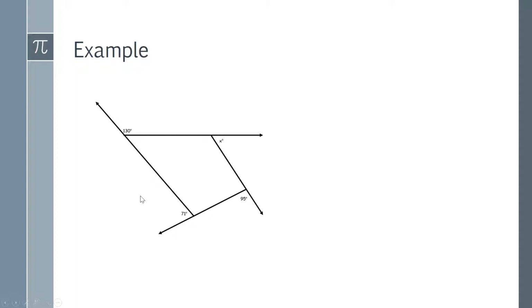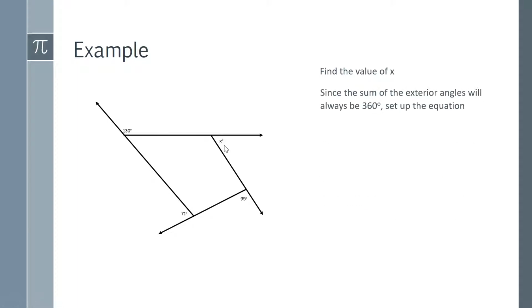So here is a quadrilateral. And our goal here is going to be to find what x is. So we're going to apply that exterior angle sum rule, that they're always 360. And we're going to set up an equation with what we're given. We're given 95 plus 71 plus 130, and we've got x. All of that has to equal 360.